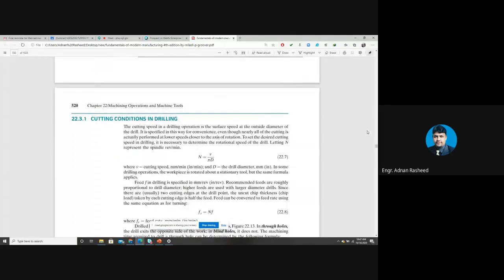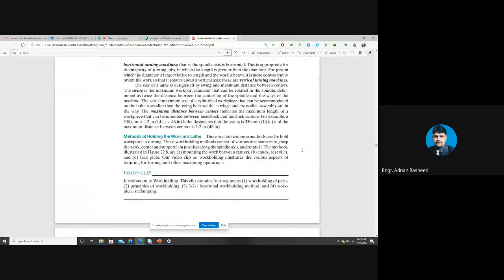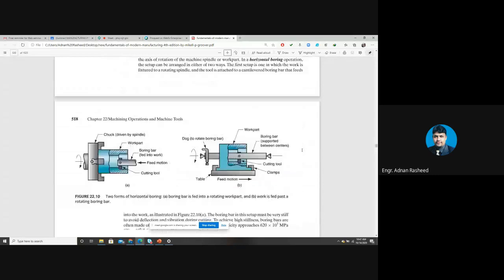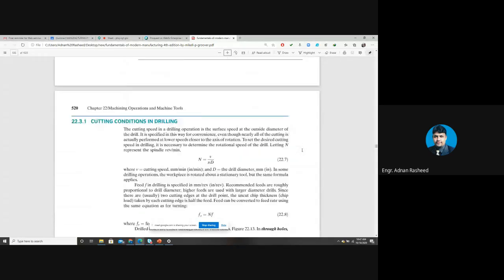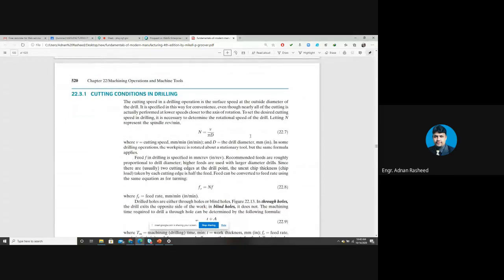All these things are the same as we discussed in the previous lecture on the lathe machine. All the parameters are the same. So the spindle speed, represented by N, is the same as we discussed in the previous lecture. That is, N is equal to V over pi D, where N is the spindle speed, V is the cutting speed, and D is the drill diameter.